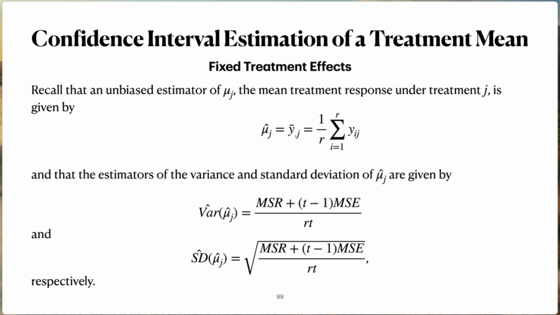So recall that an unbiased estimator of mu sub j, the mean treatment response under treatment j, is given by the mean of the sample of observations that have received treatment j. That is denoted by mu hat sub j. The estimators of the variance and standard deviation of mu hat sub j are, as we found previously, expressed in terms of the mean square for blocks, MSR, and the mean square error, MSE. The estimated variance of mu hat sub j is equal to the mean square for blocks, MSR, plus t minus 1 times MSE, all of that divided by the total number of observations in the experiment, r times t. And the estimated standard deviation of mu hat sub j is just the square root of that quantity.